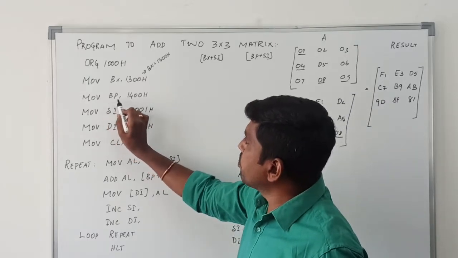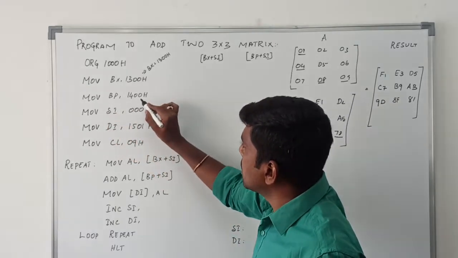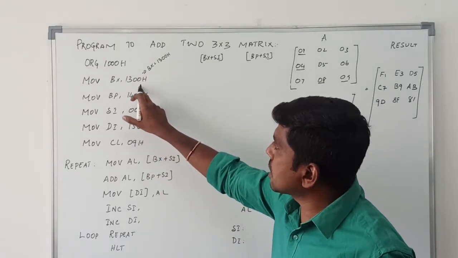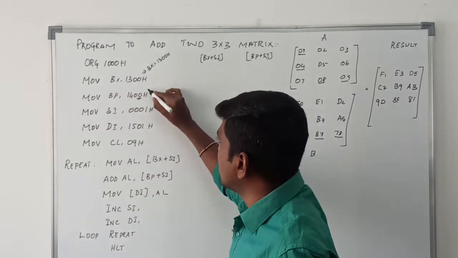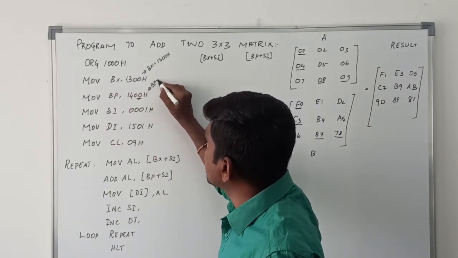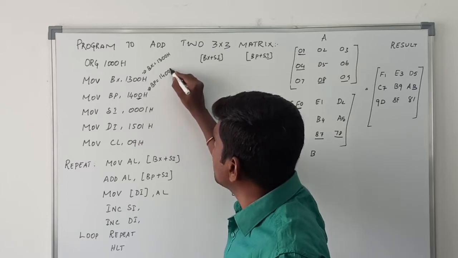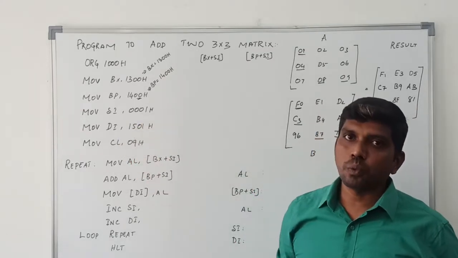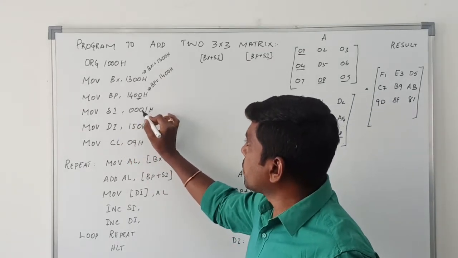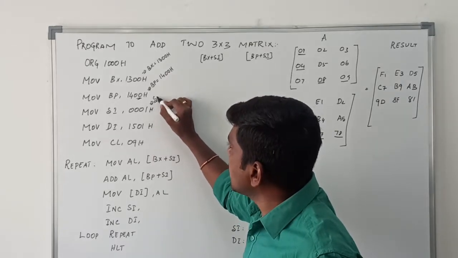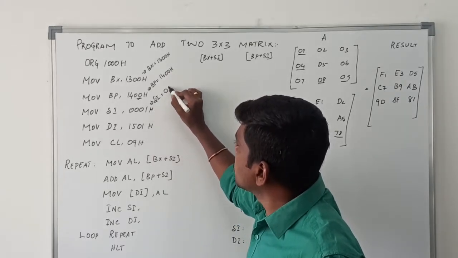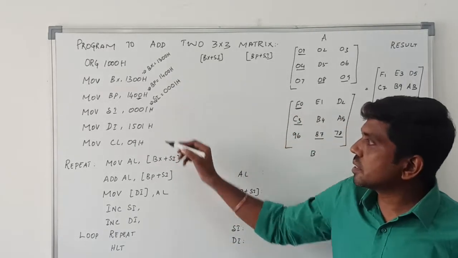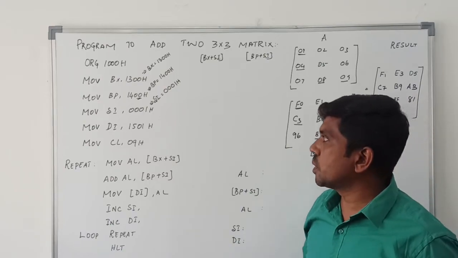Next instruction, MOV BP, 1400H. It's a 16-bit immediate value. After execution of this instruction, this content is transferred to the BP register. Now the BP register value is 1400H. Next instruction, MOV SI, 0001H. It's an immediate value. After execution of this instruction, the SI value is 0001H.